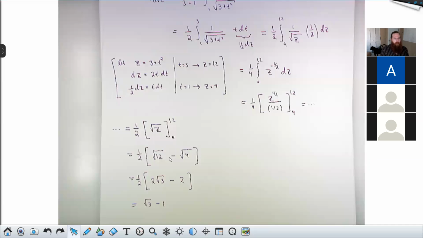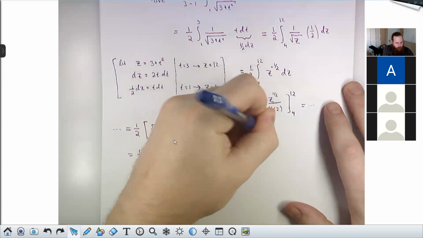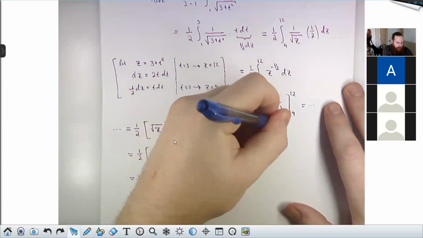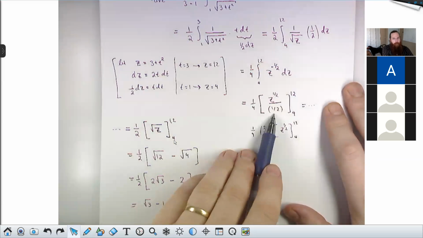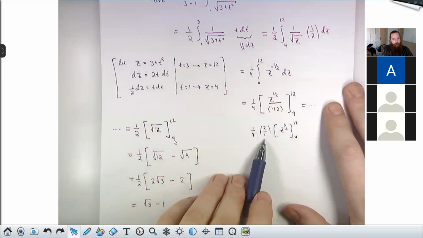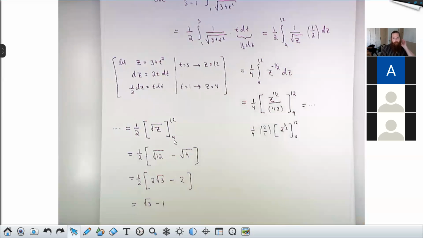How did the 1/4 turn into a 1/2? So from here to here, I had this 1/4 times 2/1 times z to the 1/2 from 4 to 12. So this dividing by 1/2 is the same as multiplying by 2/1, and then the 2/1 and the 1/4 come together to turn that back into a 1/2. Other questions on this guy?